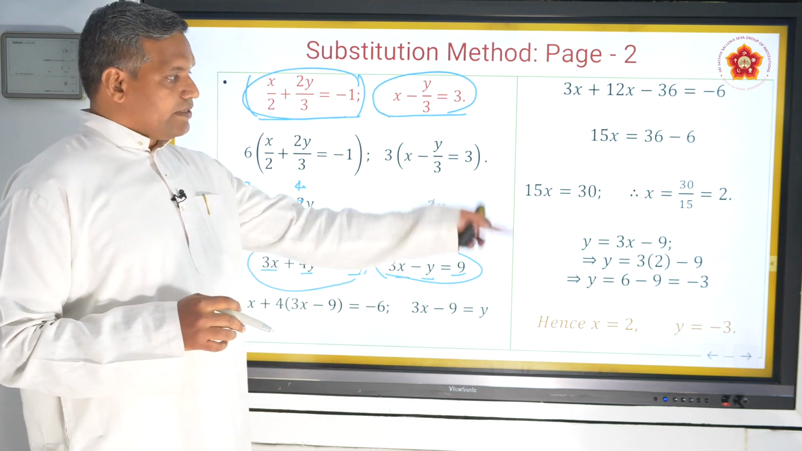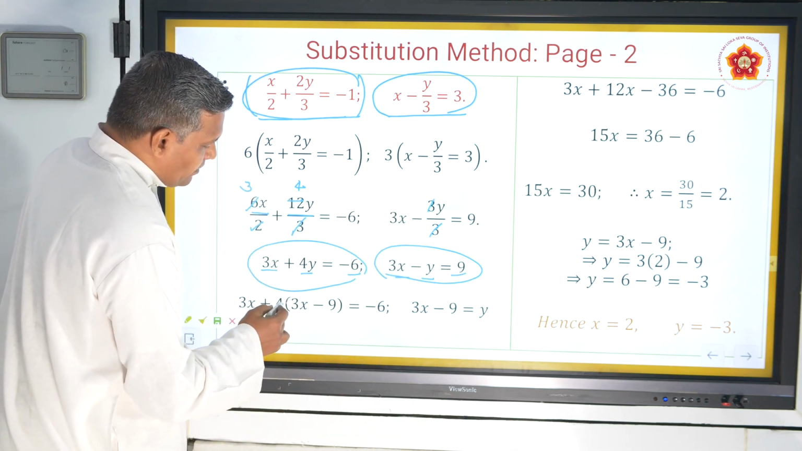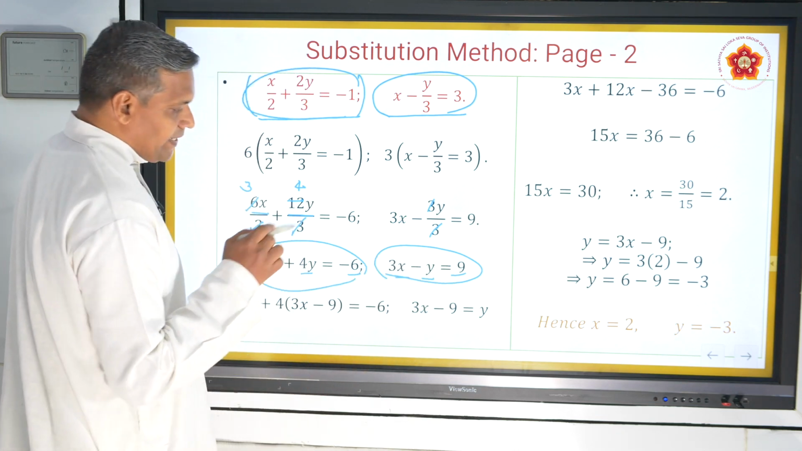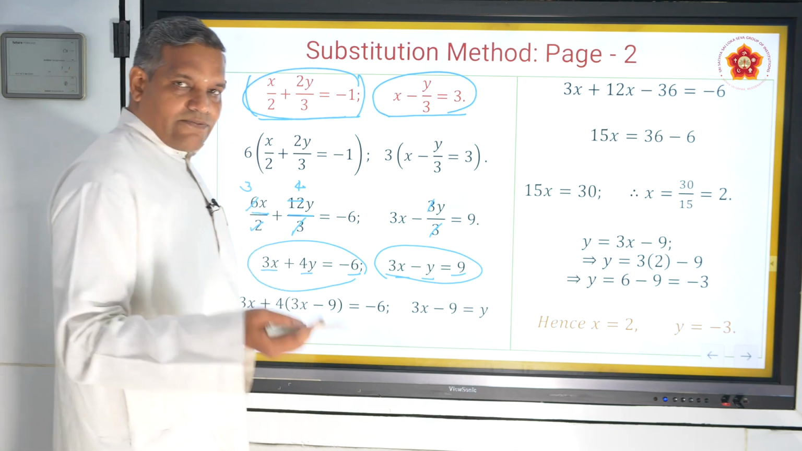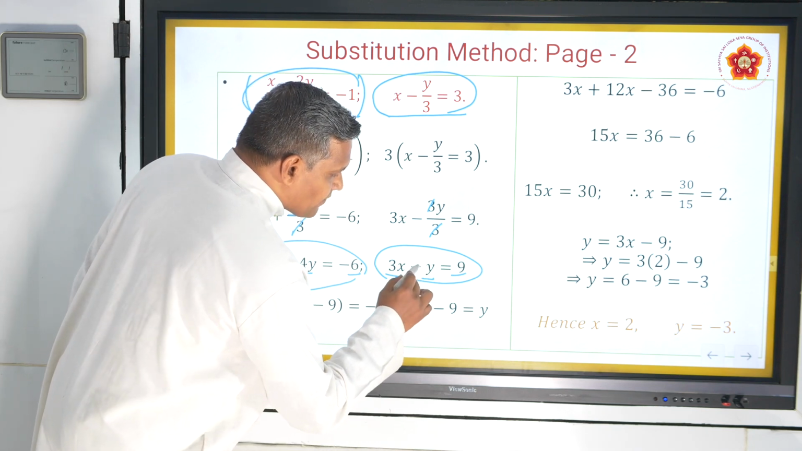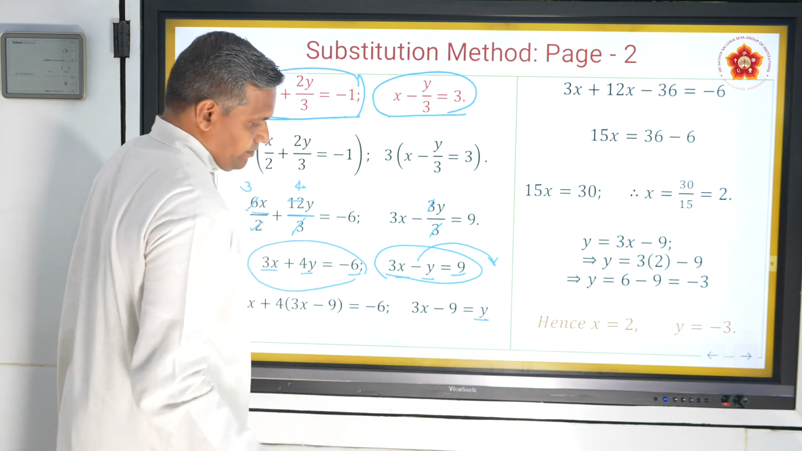Solving these equations, we'll see further. So what is my first equation? 3x plus 4y is equal to 6. 3x minus y is equal to 9. What am I trying to do here? I am just going to use the substitution technique once again. Minus y is there in the LHS. If I transpose it to RHS, what happens to y? Minus y becomes plus y.